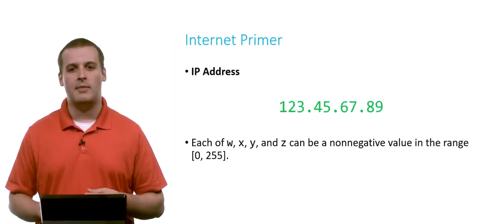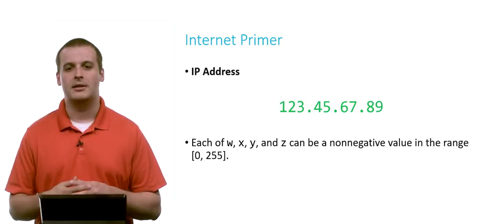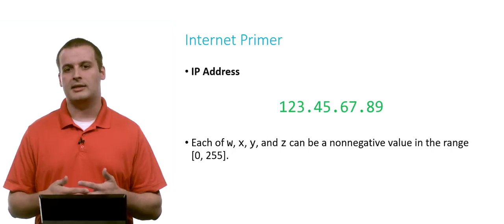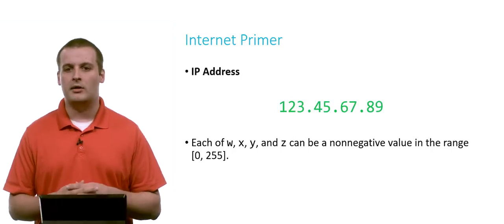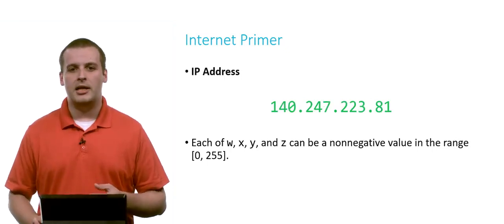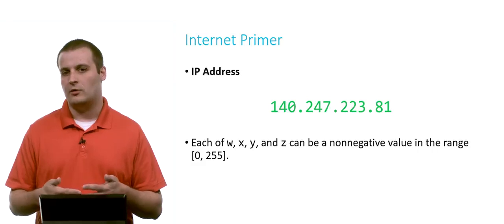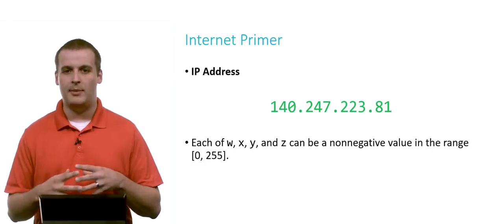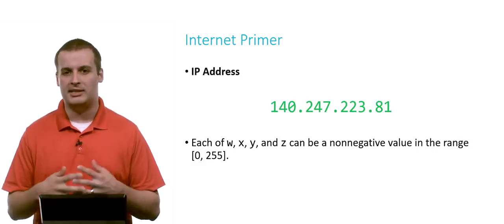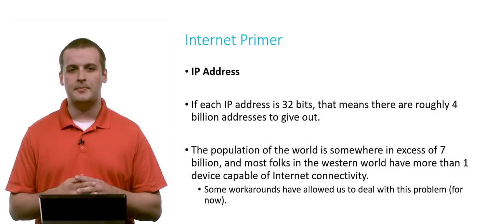And so an IP address might look something like this. This is sort of a generic default IP address, 123.45.67.89. All of them are in the range of 0 to 255, so that's a valid IP address. Here at Harvard University, all of our IP addresses start with 140.247. That's just the way that the IP addresses in this geographic area have been assigned. And so this might be an IP address that might exist here at Harvard.